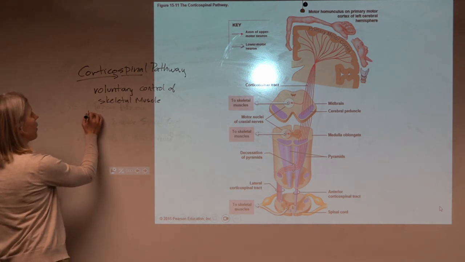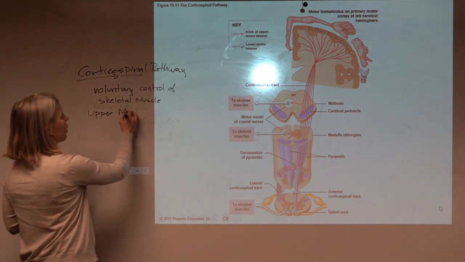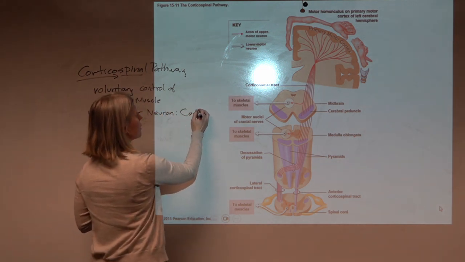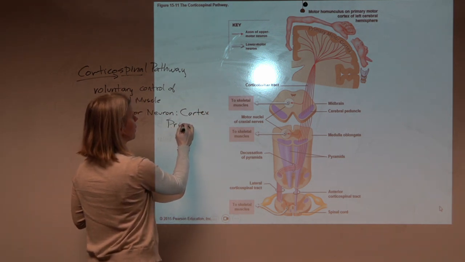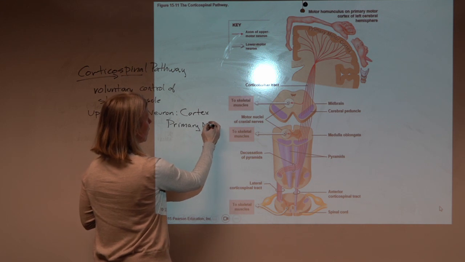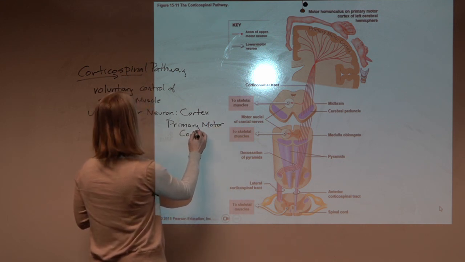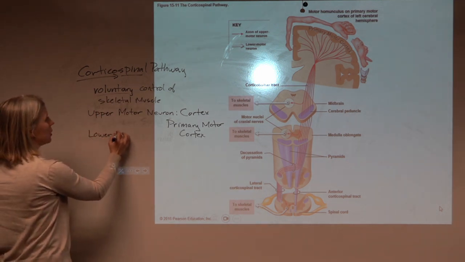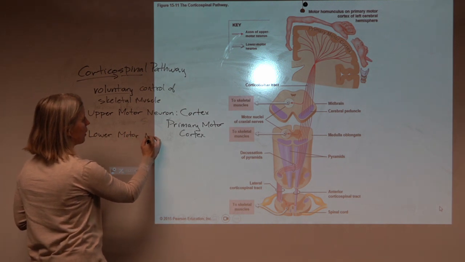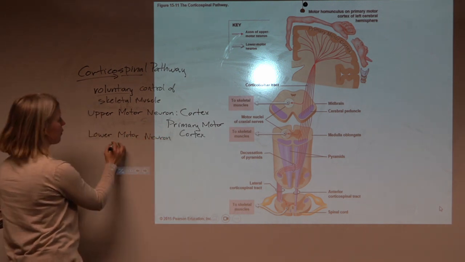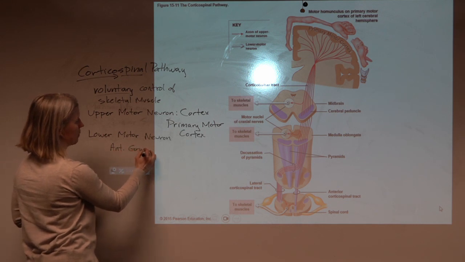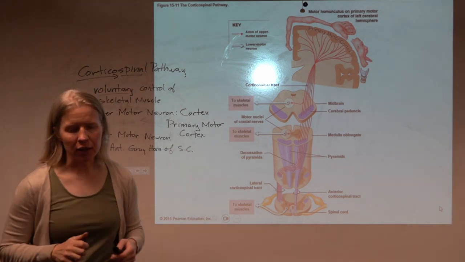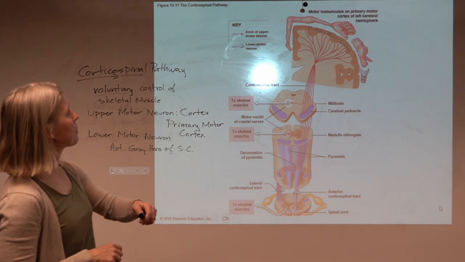So the upper motor neuron is in the cortex. Again, the primary motor cortex. That's how we know it's under voluntary control. That lower motor neuron is leaving from the anterior gray horn of the spinal cord, right, and going out to the skeletal muscles. Okay, we won't belabor that.